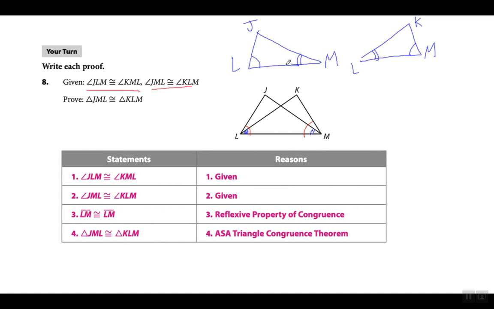So look, the only thing that they need is the side that's in the middle. They both have it in this figure. They both have it in this diagram. They both have this side right here in common.